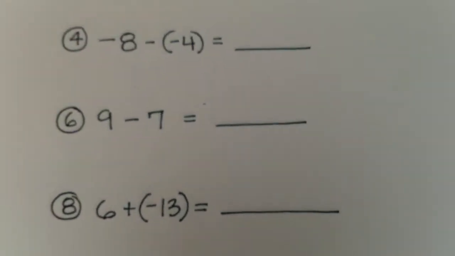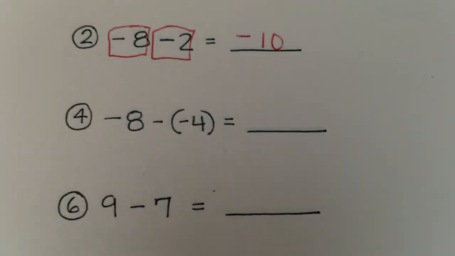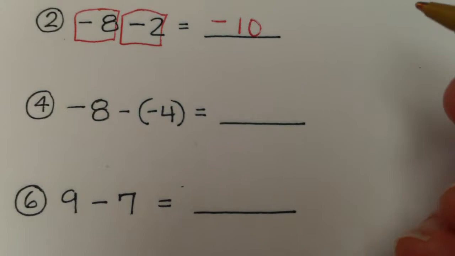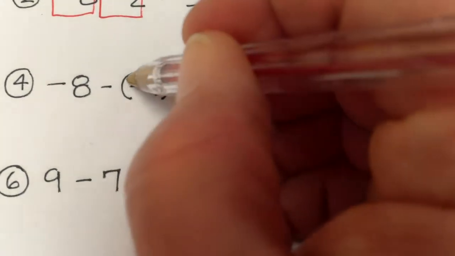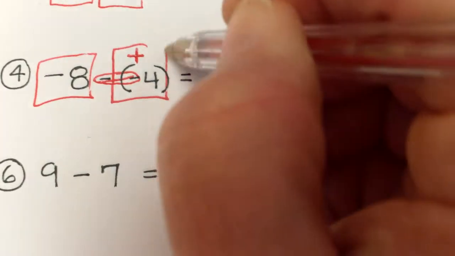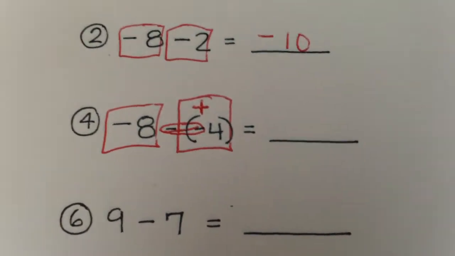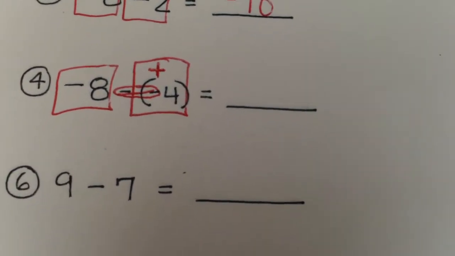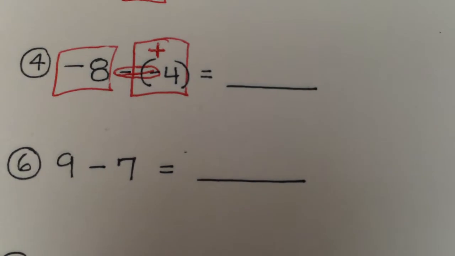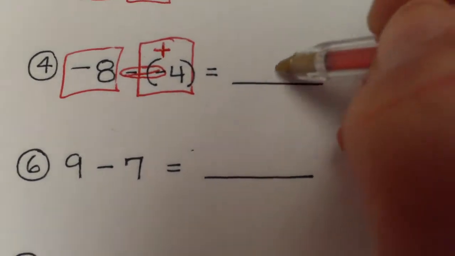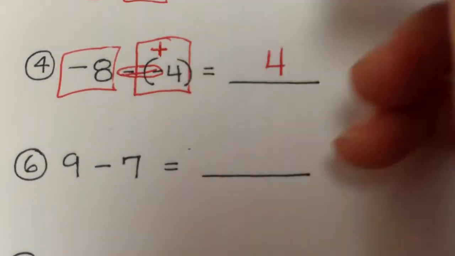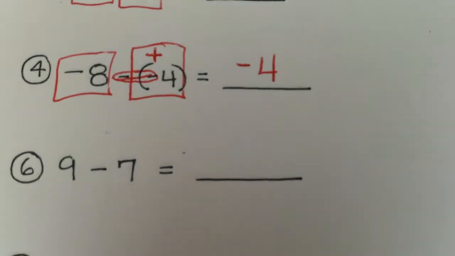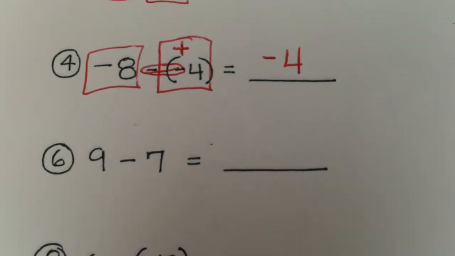Coming back up to the other side, we've already done number 2. Now looking at number 4. Looking at the situation, we have a double negative situation. Those double negatives become a positive. Then boxing our integers, we end up with a negative 8 and a positive 4. Signs are opposite. Opposite signs subtract. 8 minus 4 is 4. Taking the sign of the larger digit yields us a negative 4.